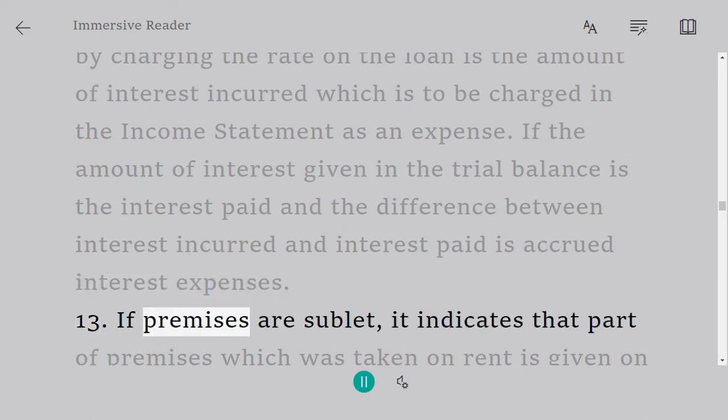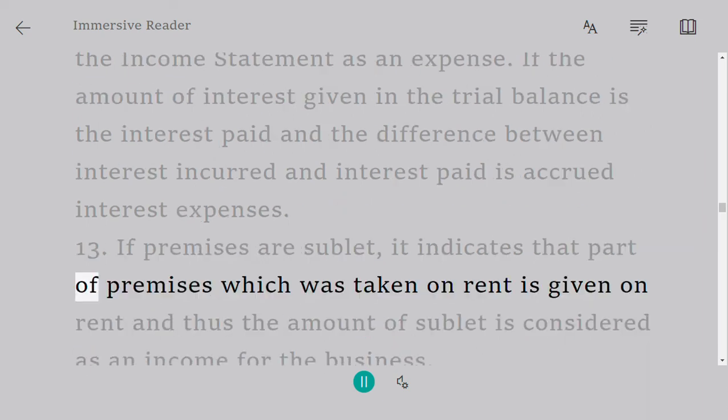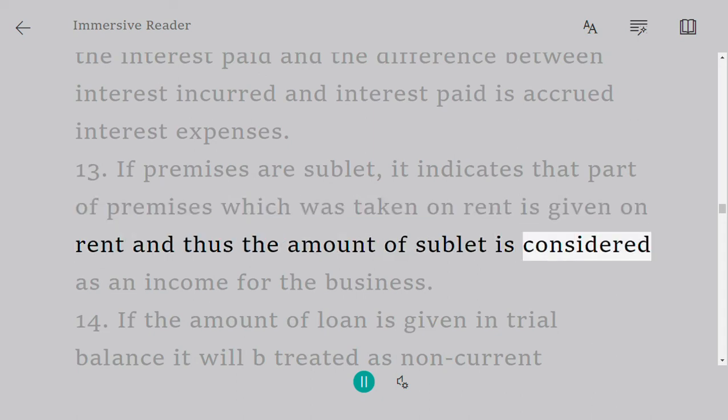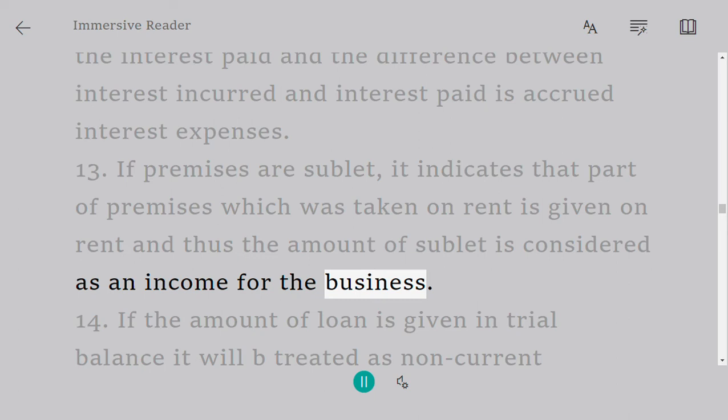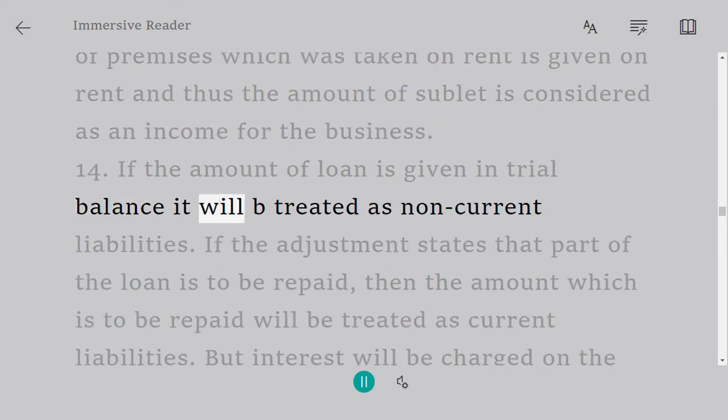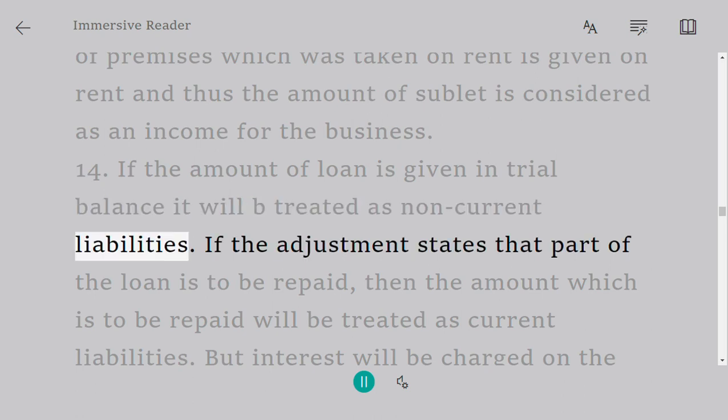13. If premises are sublet, it indicates that part of the premises which was taken on rent is given on rent, and thus the amount of sublet is considered as an income for the business. 14. If the amount of loan is given in the trial balance, it will be treated as non-current liabilities.